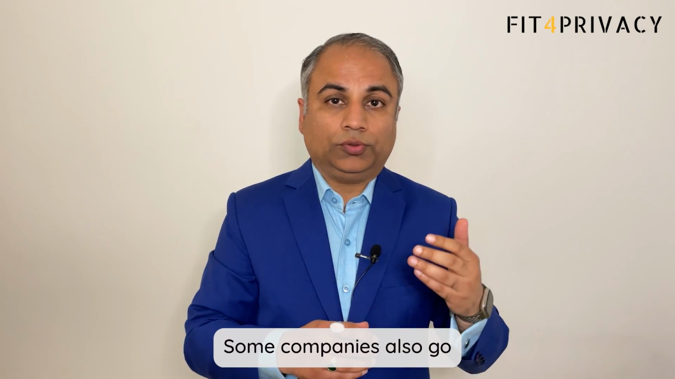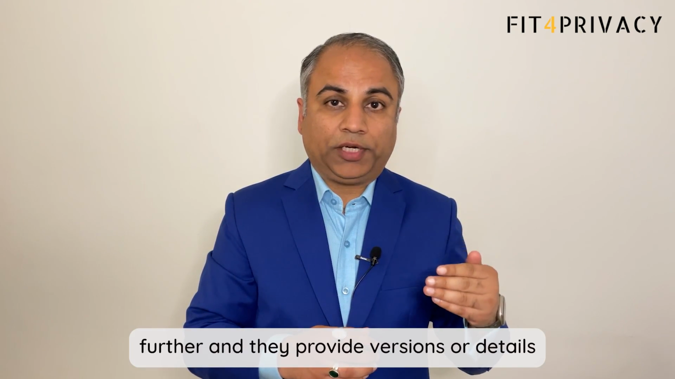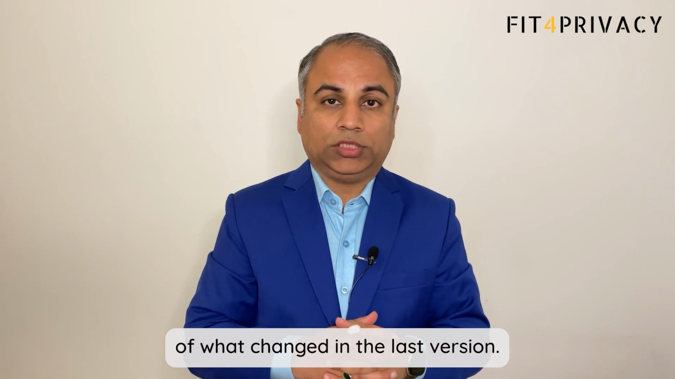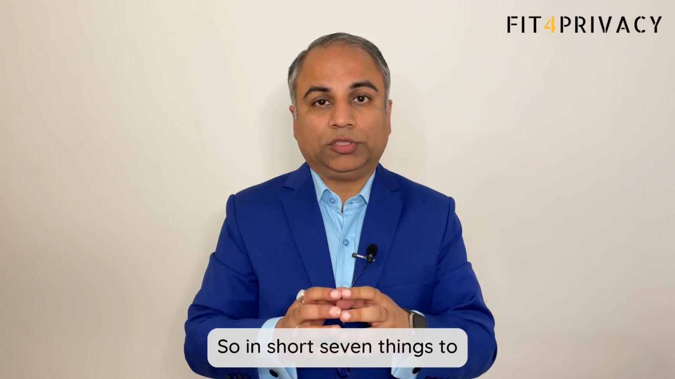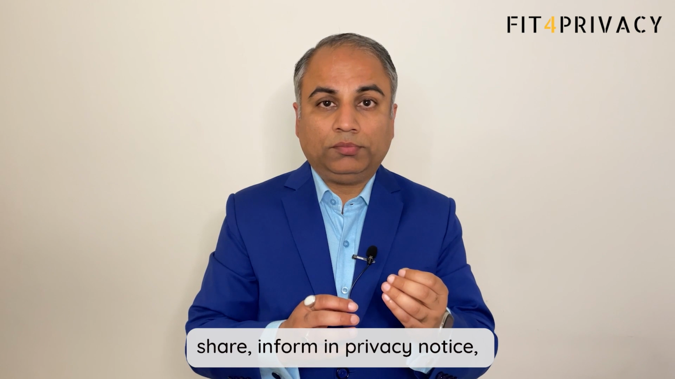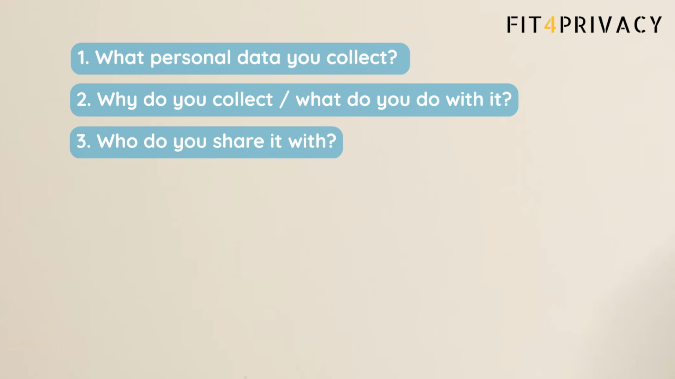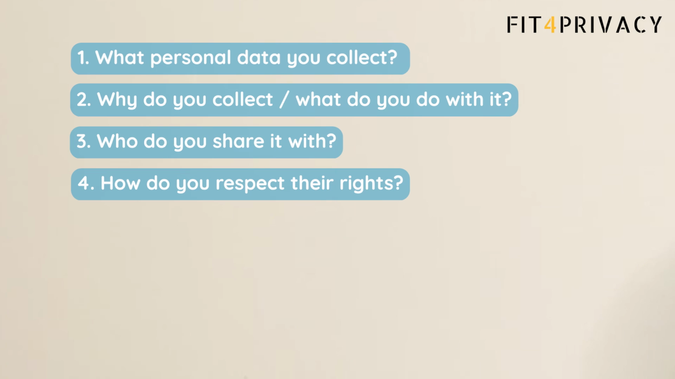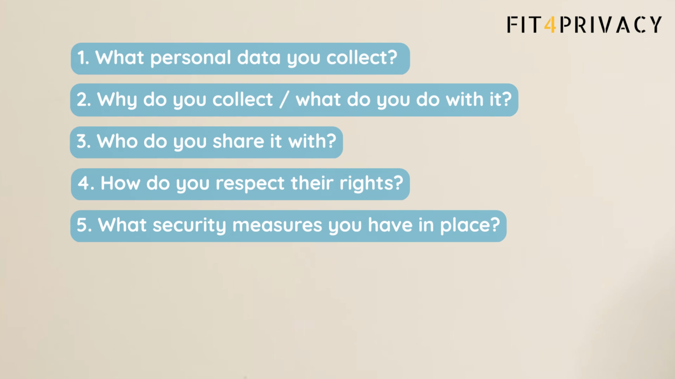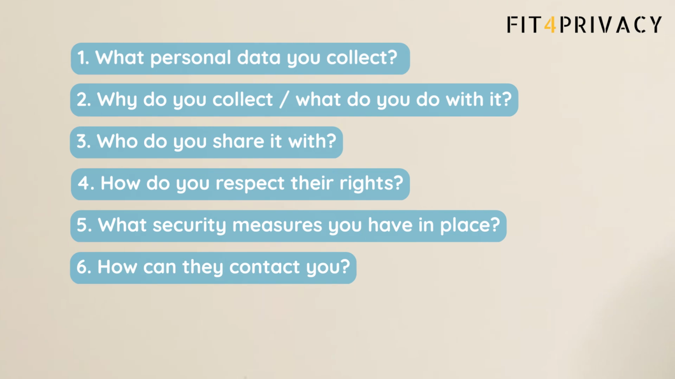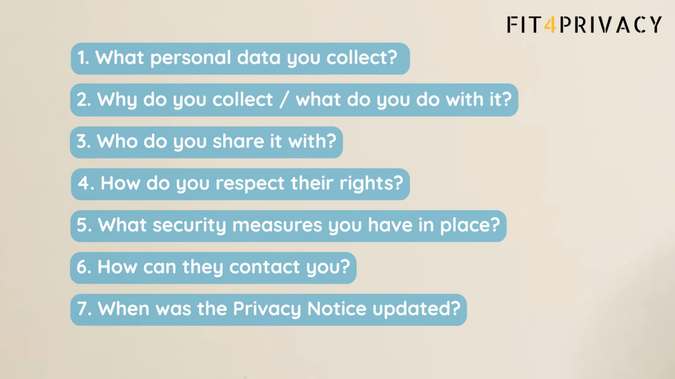Some companies also go further and they provide versions or details of what changed in the last version. So in short, 7 things to share, inform in privacy notice. That is, what personal data you collect, why do you collect, or what you do with it, who do you share it with, how do you respect their rights, what security measures you have in place, how can they contact you, and last but not the least, details about when this privacy notice was updated.